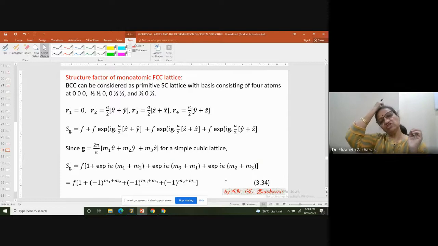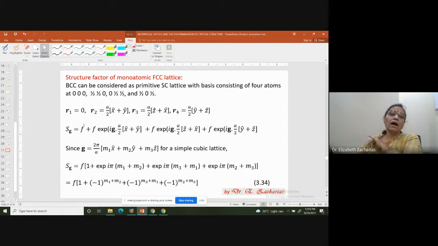Okay, now let us see the structure factor for a monoatomic FCC lattice. You know what an FCC lattice is? There are 6 faces. At the center of each of these 6 faces, there is going to be an atom or a lattice point, and then there are atoms at the 8 corners also. So this is your FCC lattice.